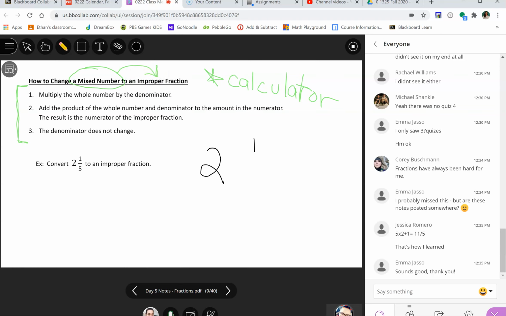So let me write this problem down, and I'm going to follow the steps. The steps say, step 1, multiply the whole number by the denominator. So we're going to multiply 2 by 5.